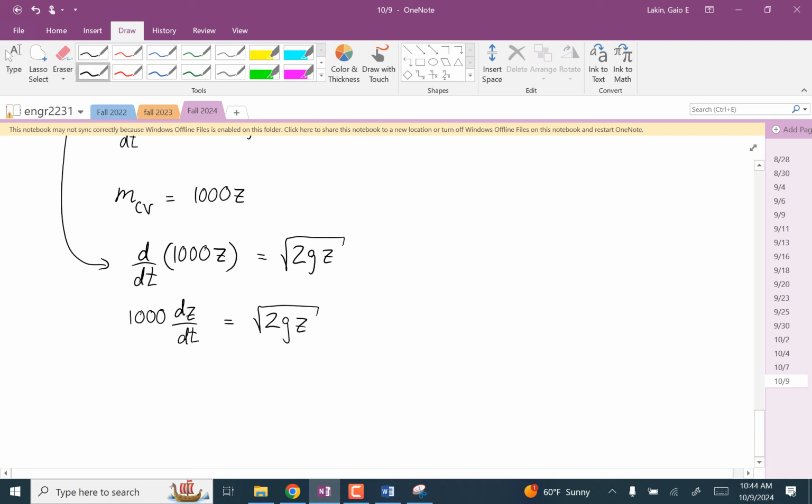so now I'm going to separate variables. I'm going to get all the z stuff over with the dz, and I'm going to get the dt over by itself. So this says, all right, this is 1,000 times 2gz to the negative 1/2 is equal to dt. Right, I forgot the dz over here.